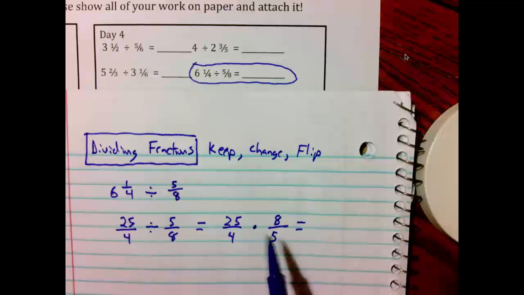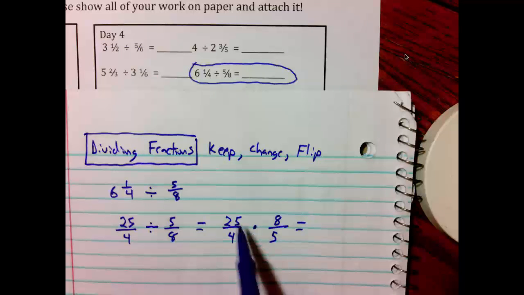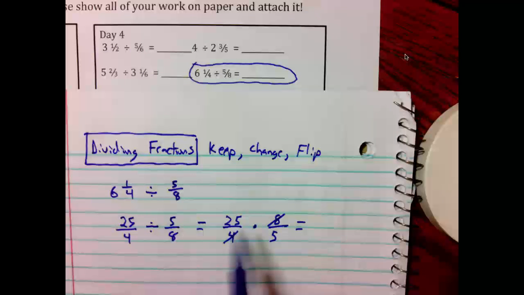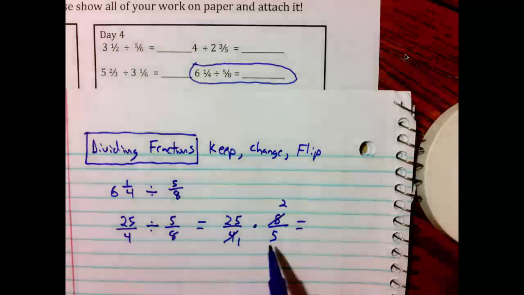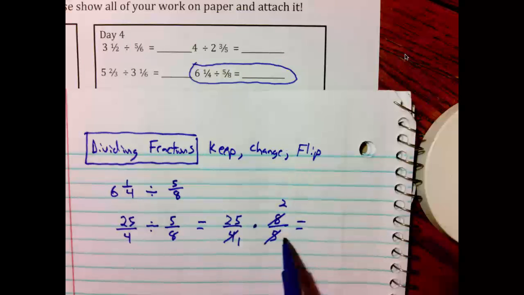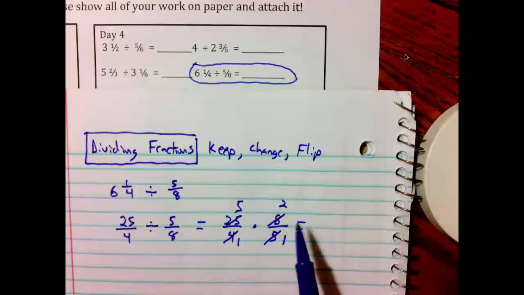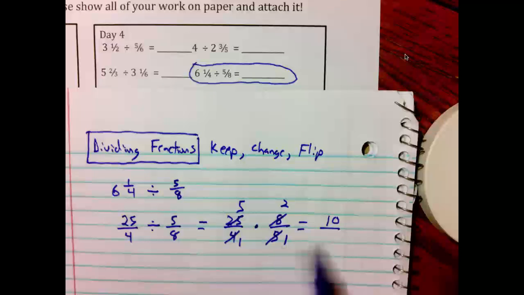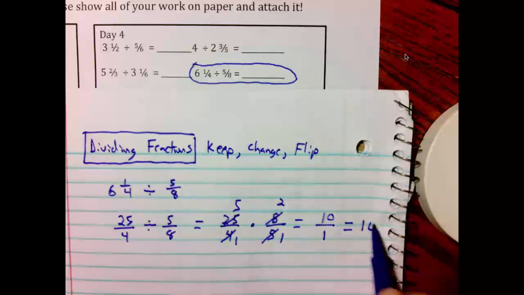What's nice about multiplication with fractions is we can simply multiply straight across. But first we can make it easier by doing some reducing. Any numerator can reduce with any denominator. 4 and 8. 4 goes into 4 one time, 4 into 8 twice. 5 and 25. 5 goes into 5 once, 5 into 25 5 times. Now we have the much easier multiplication of 5 times 2 is 10. 1 times 1 is 1. And 10 over 1 is equal to 10.